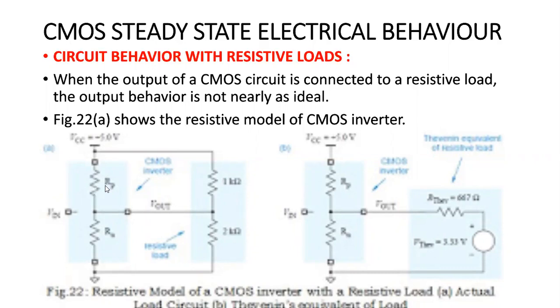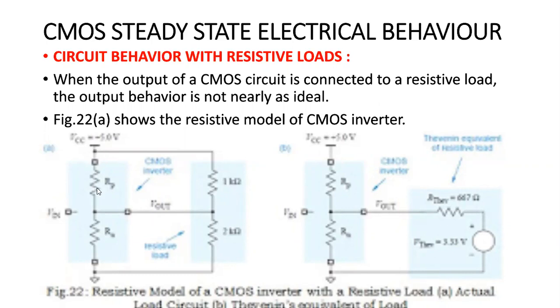For this section, I am converting the CMOS inverter into a resistive model. That means the PMOS transistor offers some resistance, denoted as the internal resistance RP, and the NMOS transistor offers some resistance, denoted as RN. I am connecting the load resistors of 1 kilo ohm and 2 kilo ohms.